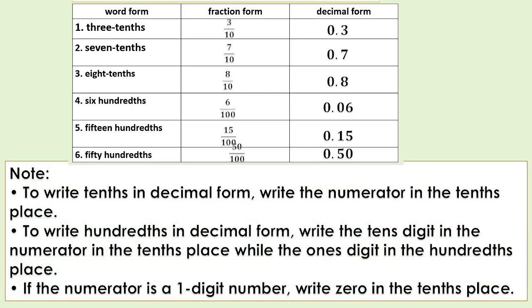To write tenths in decimal form, write the numerator in the tenths place. And to write hundredths in decimal form, write the tens digit in the numerator in the tenths place, while the ones digit in the hundredths place. If the numerator is a one-digit number, write 0 in the tenths place.